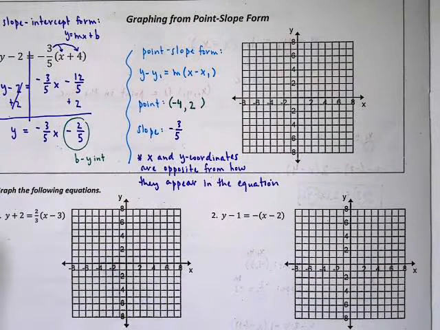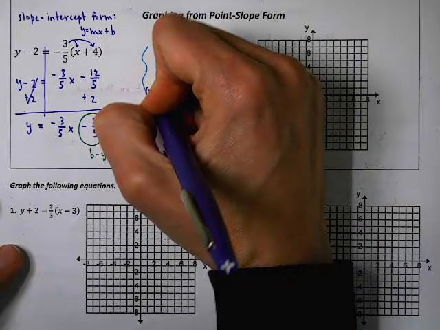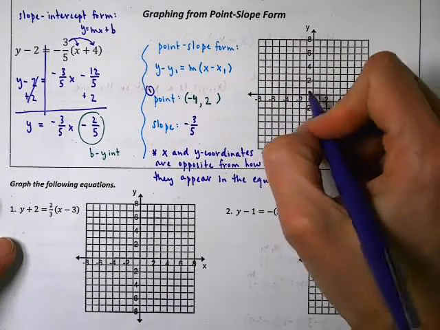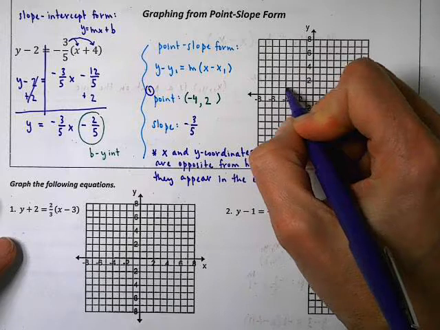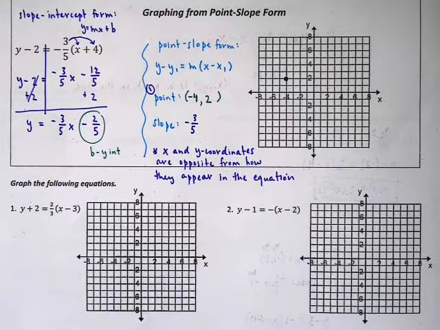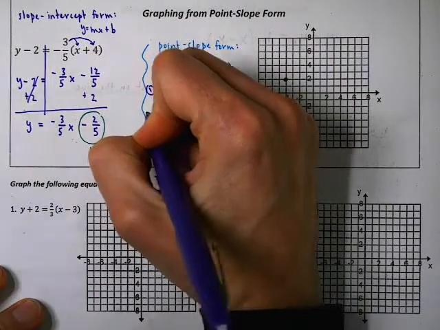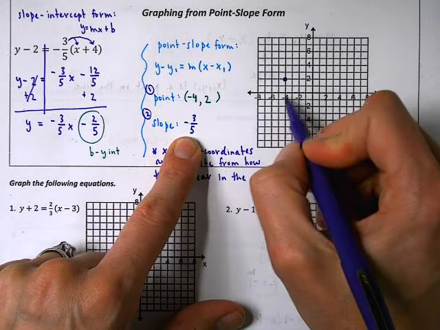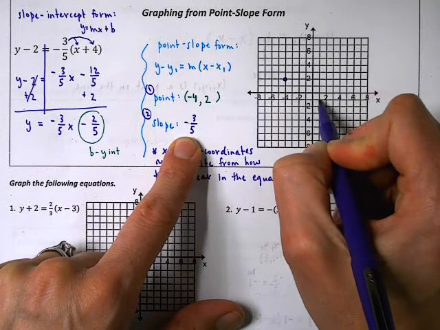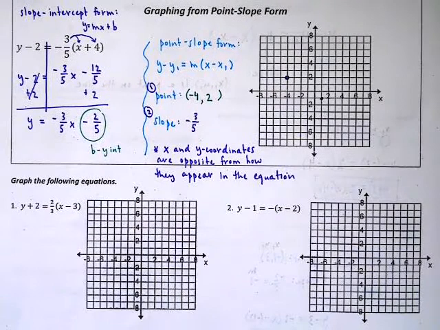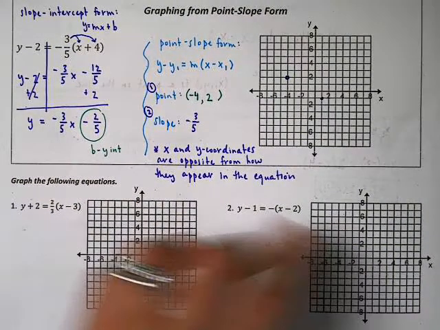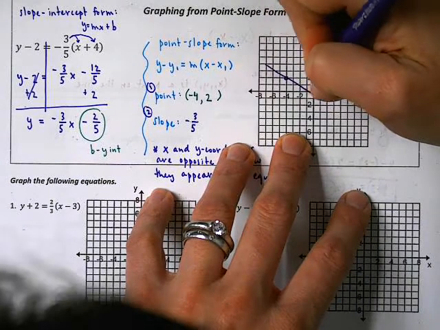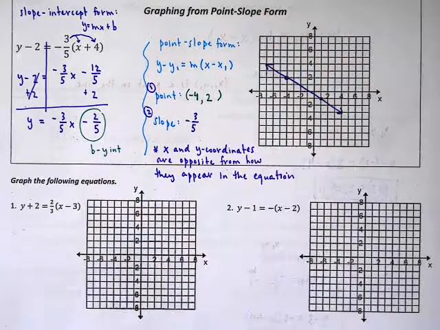When we're graphing from point-slope form, the first thing we're going to do is graph the point that we found. So in our case, we're going to plot a negative 4, comma 2, and then we're going to use our slope to locate a new point. In this case, my slope is negative 3/5, so I'm going to go down 3 and right 5. And then I can connect these 2 points, and I should be using a straight edge here. And I've got the graph of my line.